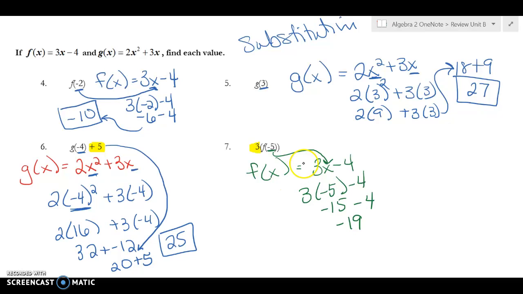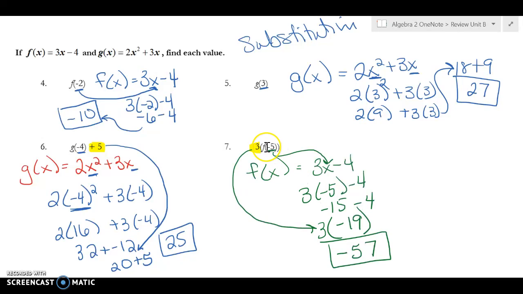But then I'm not done because I still have this 3. So I need to bring this down in front. And that becomes 3 times 19, which is 57. So the answer for this problem is -57. So when you're doing these, remember that you just have to do the function first and then focus on the outside things.